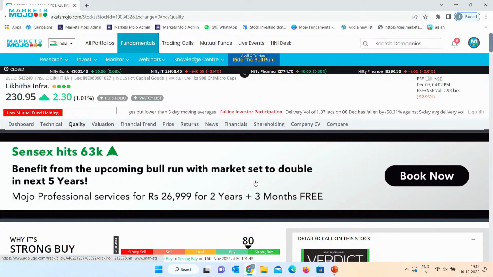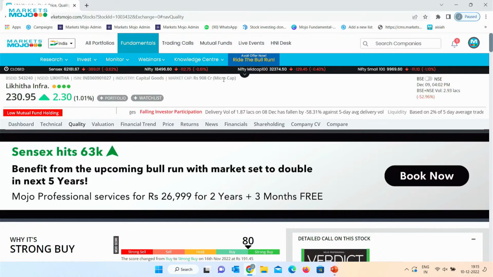If you can actually take that particular risk of investing in a micro cap and an average quality company, then I think you should go ahead. But if you're not up for the risk, then please stay away from this particular company.